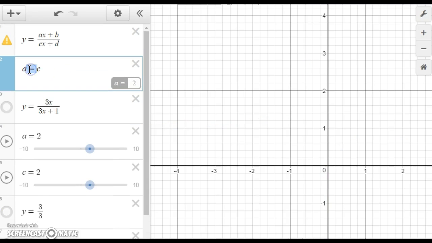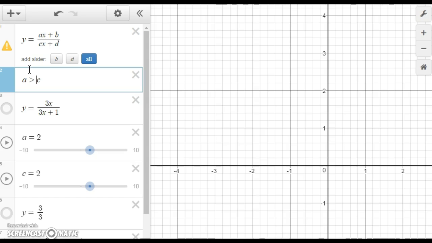What if my A is greater than my C? If my A is greater than my C, maybe something like, if my A is say 6, and let's say 6 over 2x minus 1. Let's just try that. So my A in this case is 6. That's my A over here. My C in this case is 2, so that's good.